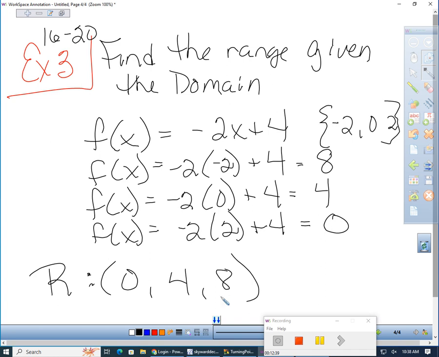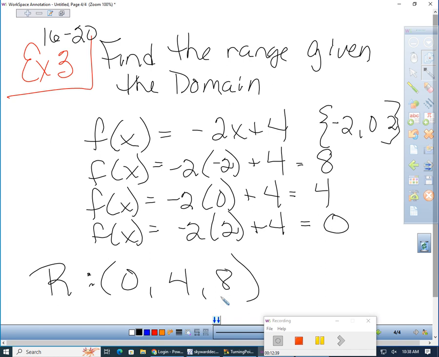Any questions? Nope. This is all you have to do for these. Do you want another example like this? Okay. Okay, I'm just making sure.